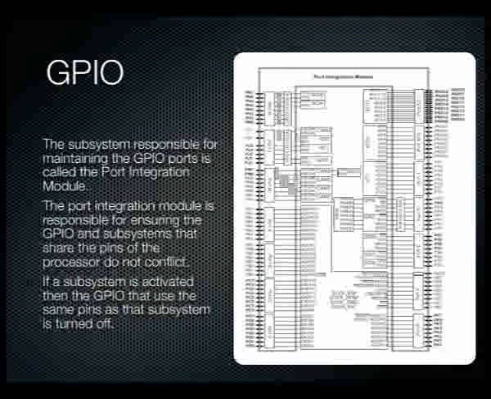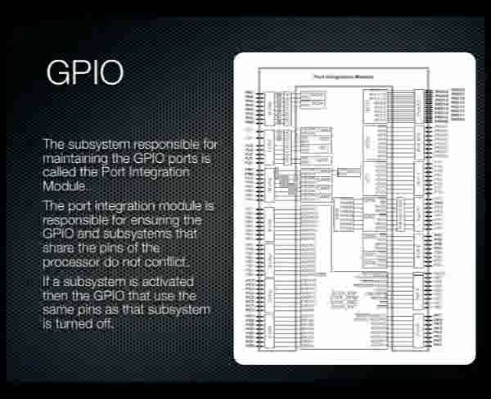So the GPIO subsystem is responsible for maintaining the general purpose I/O ports. Basically, that general purpose I/O subsystem is called our port integration module. If you're looking in the data sheet for the section that refers to general purpose I/O ports, it's called the port integration module. And as I said, the port integration module is responsible for all the GPIO ports that are in our processor.